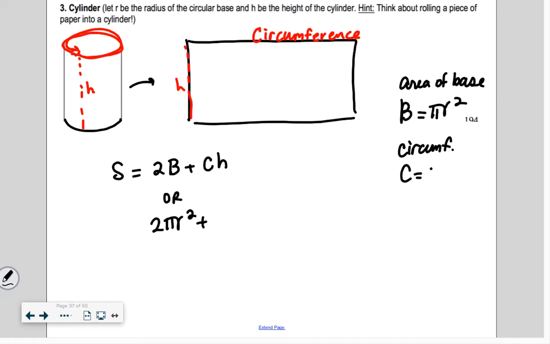Plus pi d. Pi d, or 2 pi r, right? Or pi d if you want. So I have 2 pi RH. So you might see that as the surface area of a cylinder as well. Does that make sense on where that comes from?